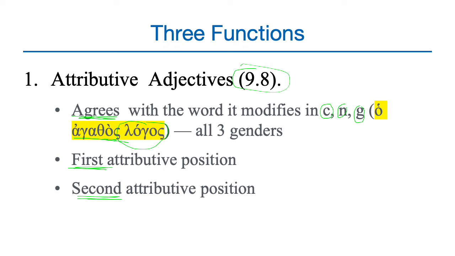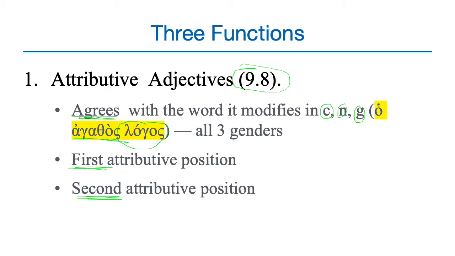When an adjective is used in the attributive position, it agrees with the word it modifies. This is important. It agrees with the word it modifies in case, number, and gender. In the attributive position, the adjective is modifying a noun or a head noun. In that case, it agrees with that noun it is modifying in case, number, and gender.